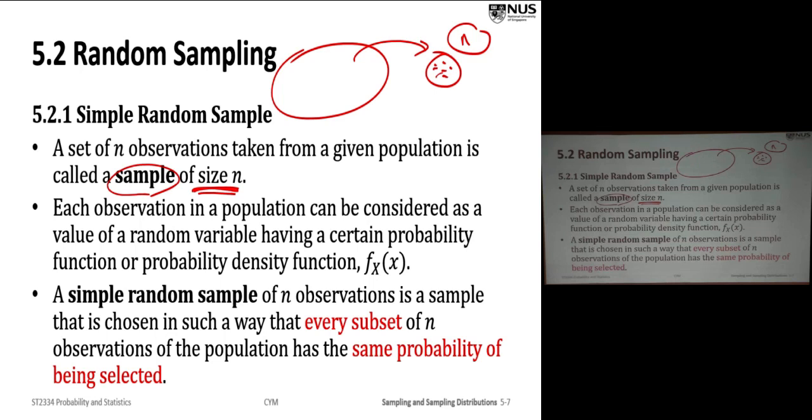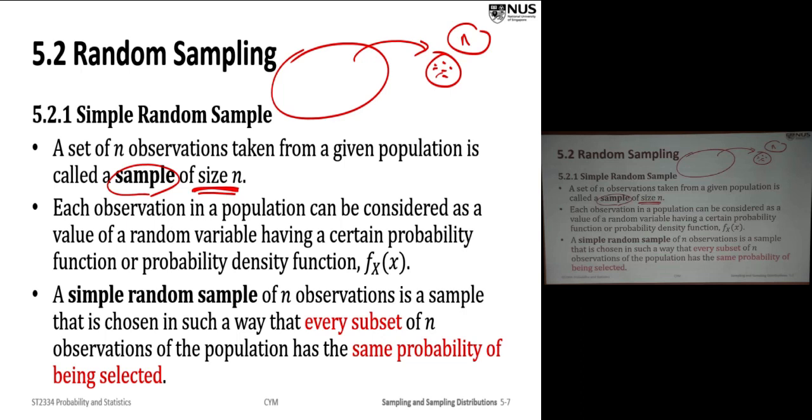Wow, looks complicated. A simple definition, but not complete, is that everyone has equal chance of being selected. It's considered a simple random sample. But this is not the correct definition. But let's make it easy. That means at least everyone has equal chance of being selected.